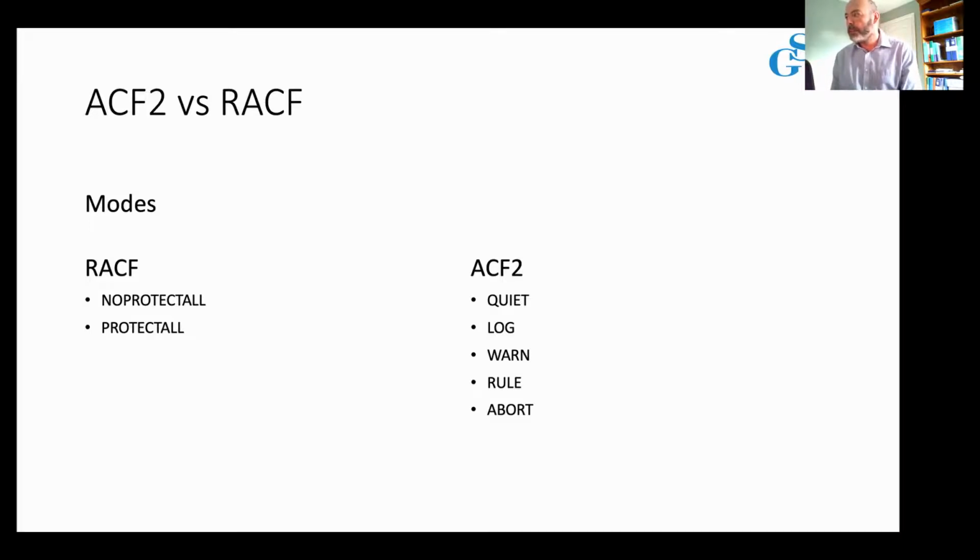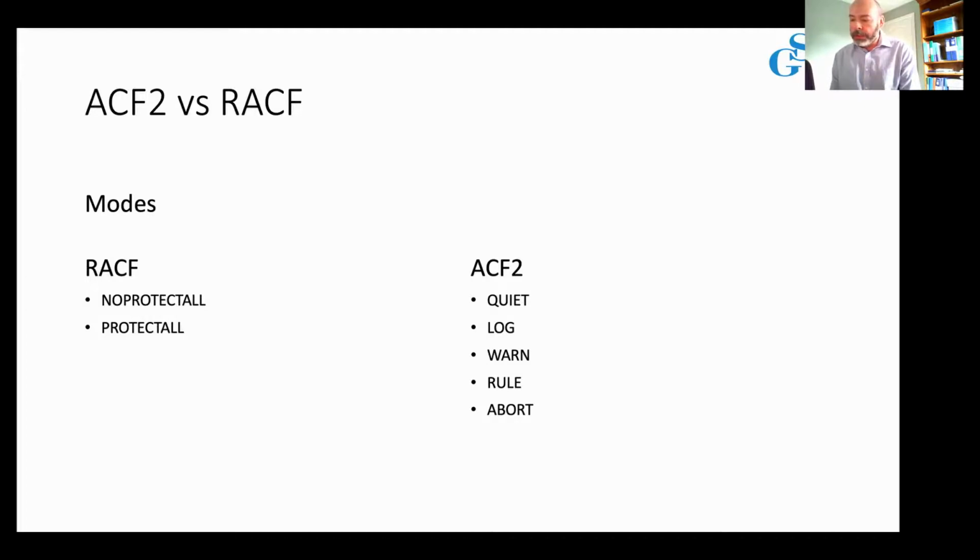ACF2 has a bit more of a granular approach to modes. Quiet is similar to no protect all, and it only has system entry validation. If you have an ID, you can log on. Log, as its name suggests, has access rule validation, but it logs. It does not prevent access. So it will say, you logged in, you accessed this, this is the access level you had. Warn is the same as log, but a warning message is issued to the user.